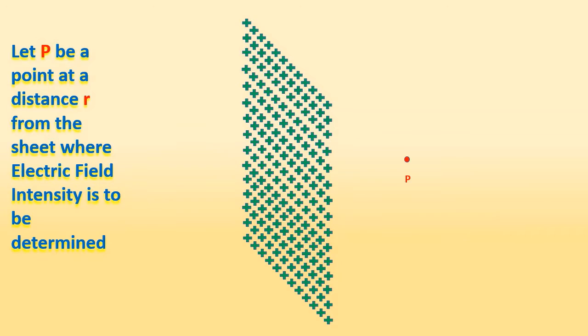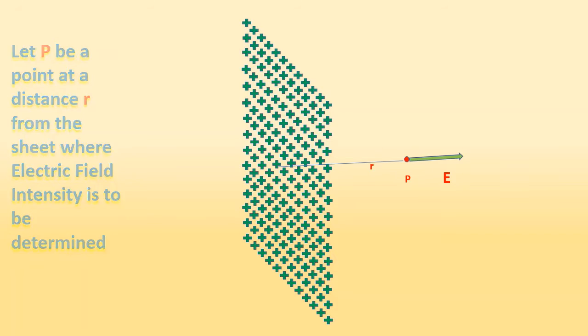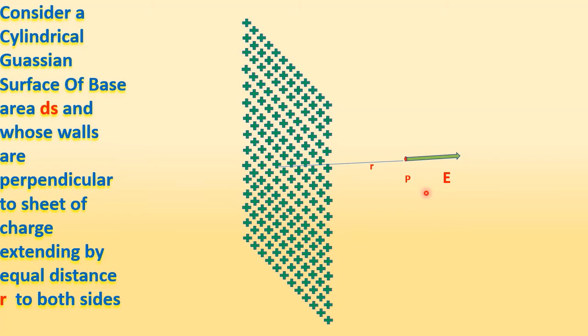Let us consider a point P at a distance r away from the charge sheet, where the electric field intensity is to be determined. Let E be the electric field intensity at P. To find the electric field intensity at P, let us consider a Gaussian surface.